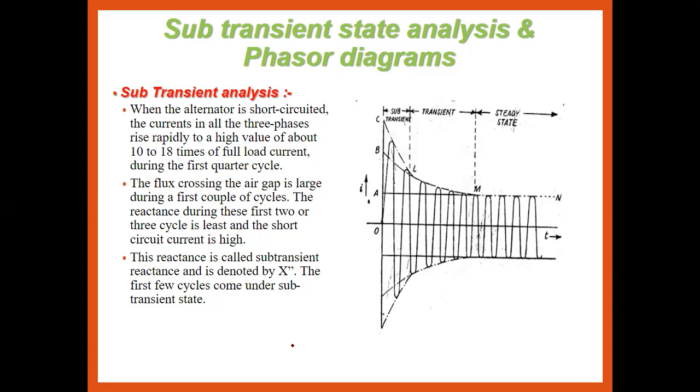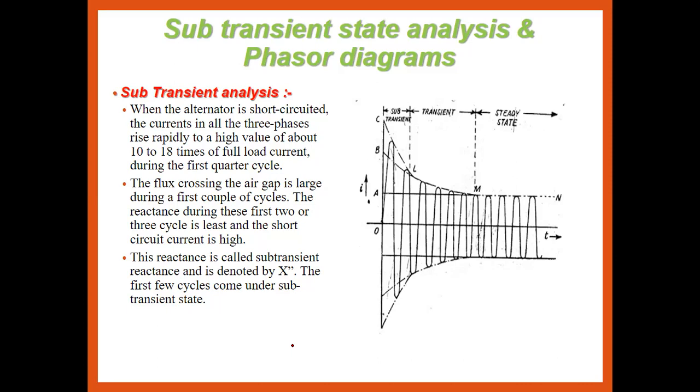Why did the short circuit current increase? Because the flux rises and the reactance decreases, so ultimately the short circuit current rises very rapidly within the first half cycle, the first couple of cycles of the short circuit current. This reactance is called the subtransient reactance. Okay, the lower the reactance, the higher the fault current, the subtransient fault current. That reactance is called the subtransient reactance, generally denoted by x double dash.